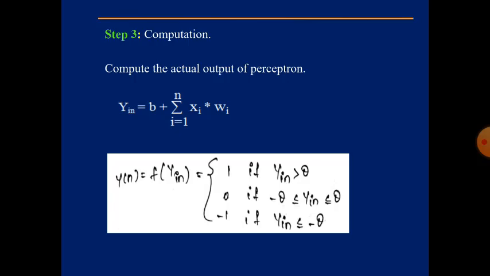So the actual output y of n equals the activation function applied on the cumulative input, that is f of yin. That equals 1 if yin is greater than theta, 0 if yin lies between minus theta and theta, and minus 1 if yin is less than or equal to minus theta. This we have already discussed in the earlier classes.